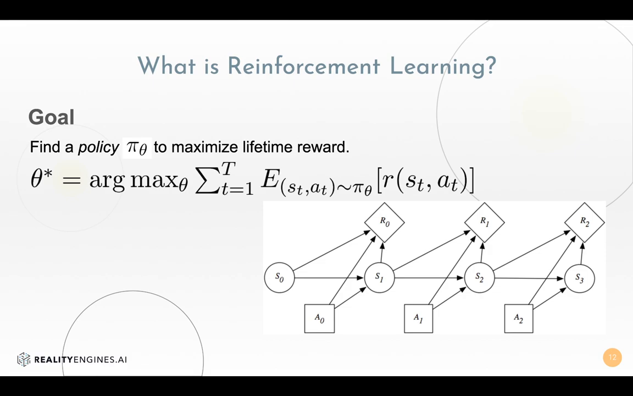A policy is just a specification, or a blueprint, of what action the agent should take at each state. So the agent wants to figure out for itself how to maximize the reward it gets over its lifetime by taking multiple actions. If we parameterize the policy by theta, the goal of reinforcement learning is to find the best theta that will maximize the expected reward, because the environment is stochastic. So it's what maximizes the expected reward at every time step of interacting with the environment.